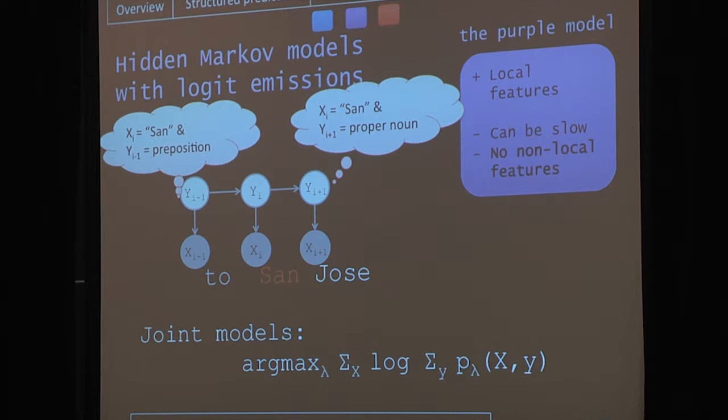The other bad thing about this model is that we cannot encode non-local features like these ones. So the first indicates that the word that comes before the word san tends to be a preposition, and the word that comes after the word san tends to be a proper noun. You think these features would help because the word san is the first word of several named entities. But the purple model, if we want to use these features, will incur a huge runtime cost.